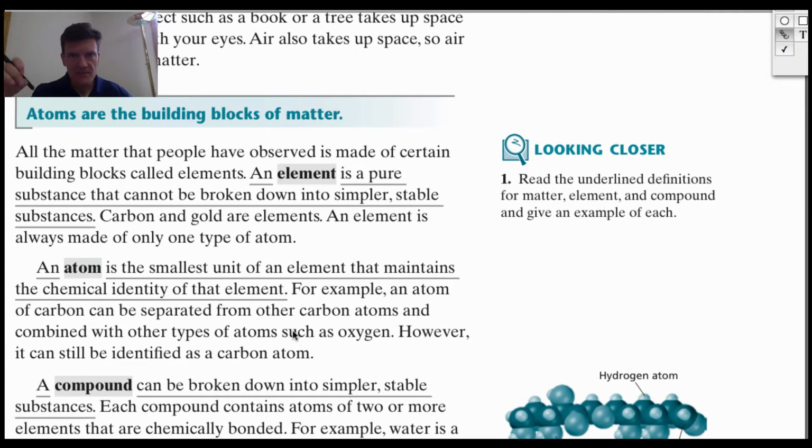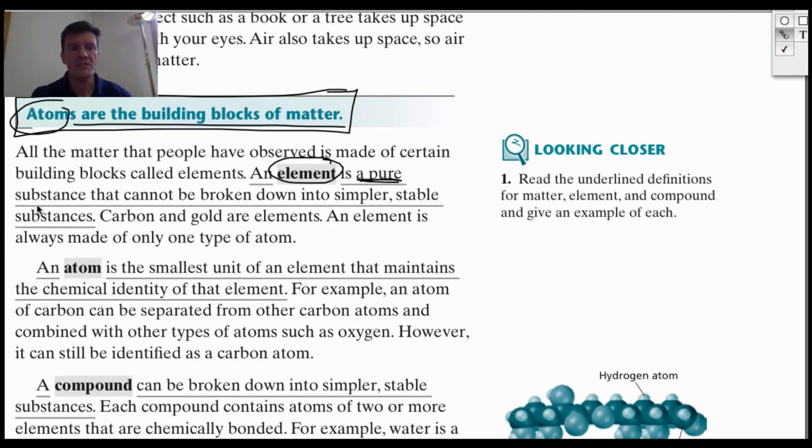Now, if we dig down deep enough into any piece of matter, any substance, we are going to find atoms. Atoms are the building blocks of matter. You need to have this in your notes. I should see this when I look at your notes, when you turn them in. Now, an atom is a particular building block, and every element has a unique type of atom. So an element, you're going to want to write this down as well, is a pure substance that cannot be broken down into simpler or stable substances.